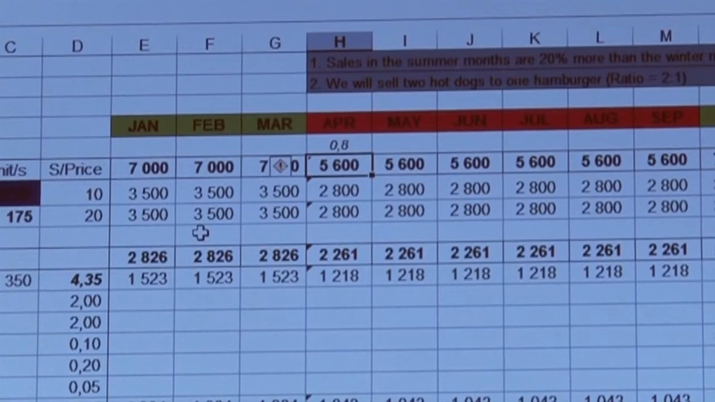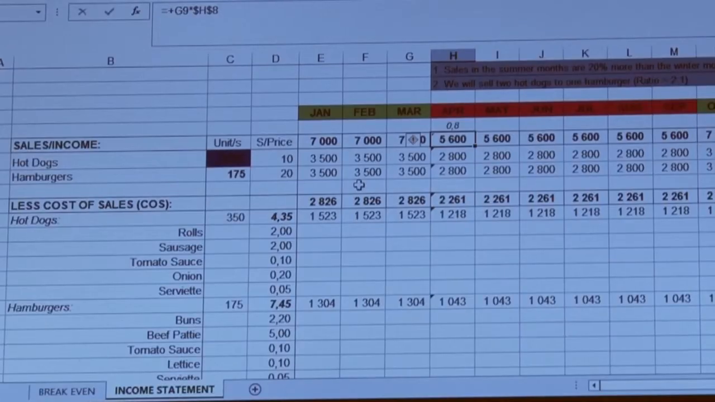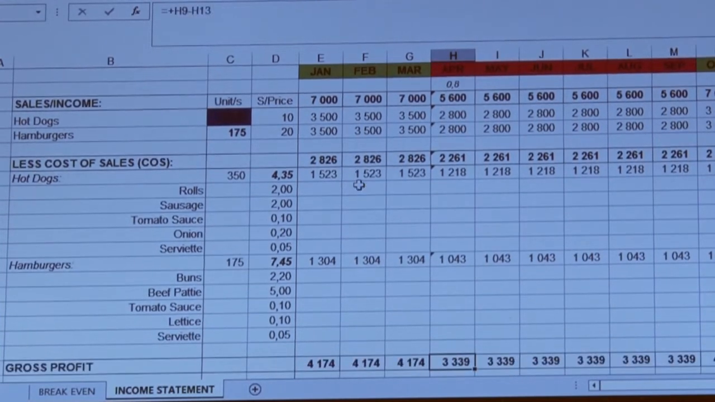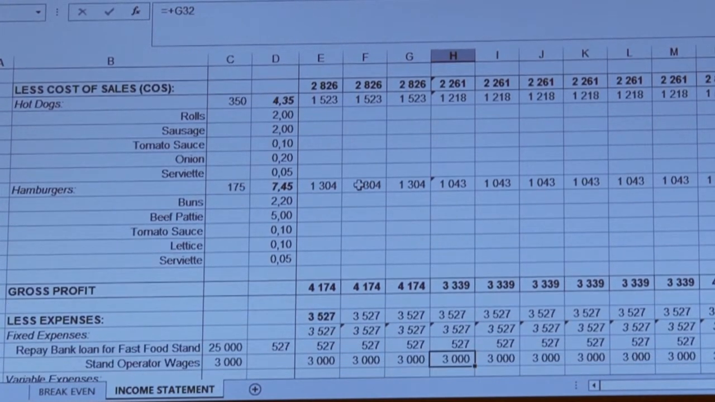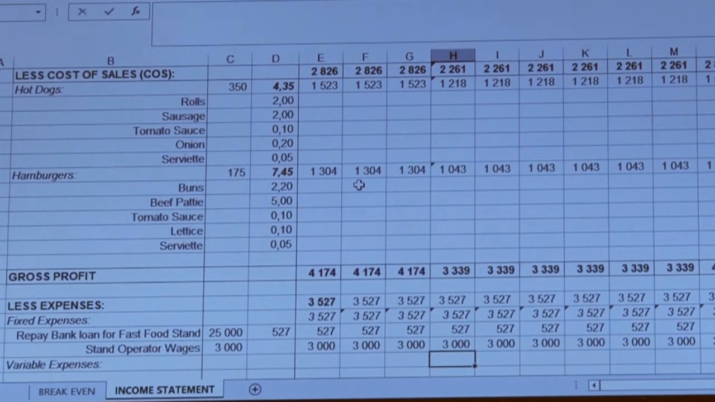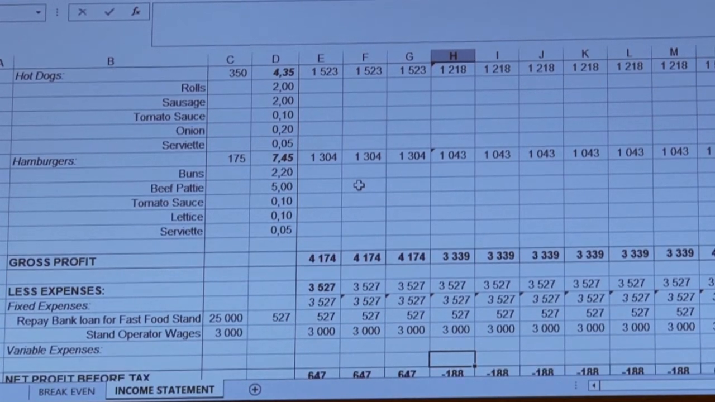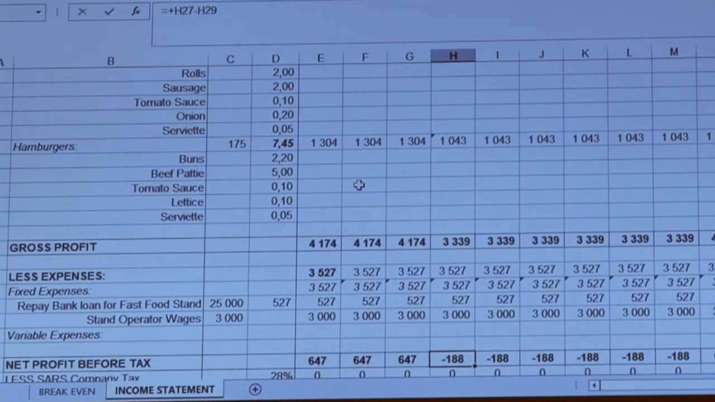The cost of sales will come down, of course, because we're selling less hot dogs and selling less hamburgers. So that also comes down. But have a look now at our gross profit when we come down here. It too will come down, all right, to 3,339 Rand. And further down the line, the fixed expenses stay the same. Bear in mind, they haven't changed. We've still got to pay the store operator, and we've still got to pay the bank the loan. And we're now making a loss of 188 Rand.